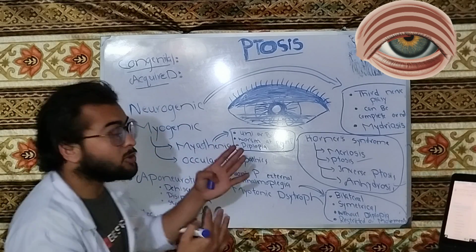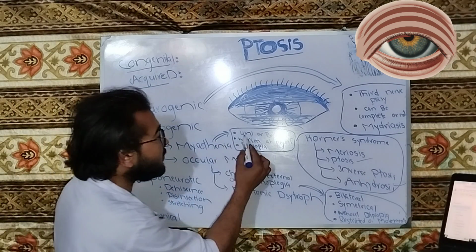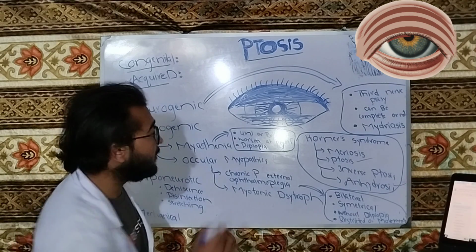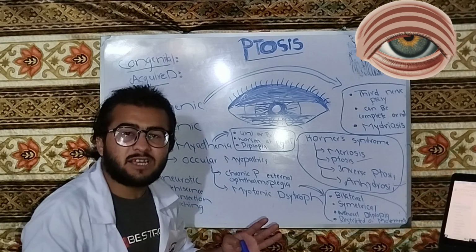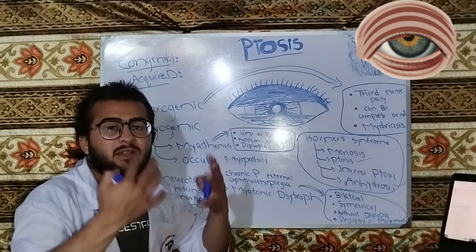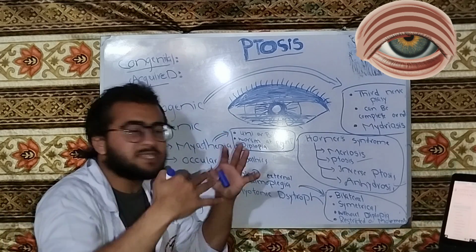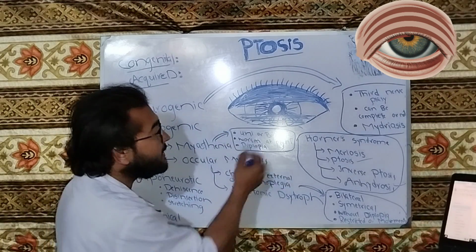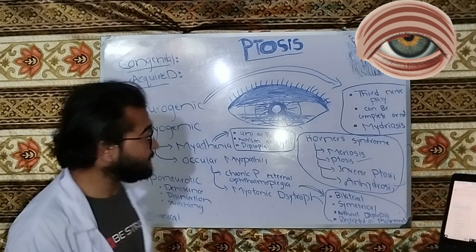In myasthenia gravis, the ptosis can be unilateral or bilateral. It will worsen at night, and there will be double vision, diplopia, because all the muscles are asymmetrically involved, so there will be diplopia, double vision.